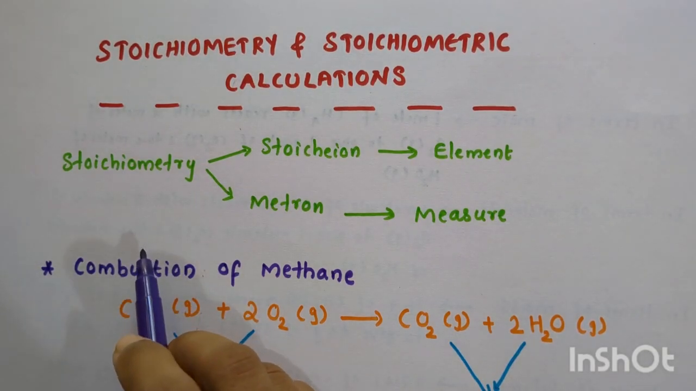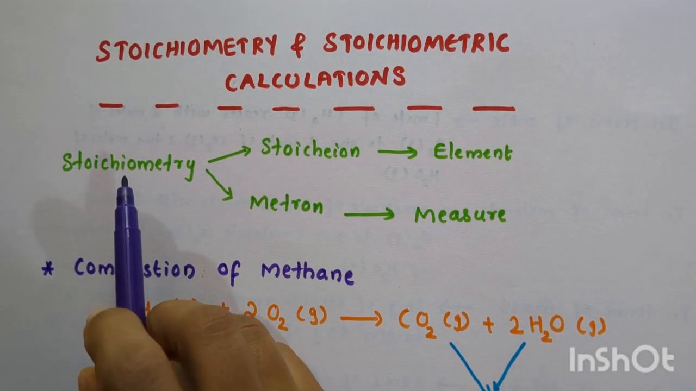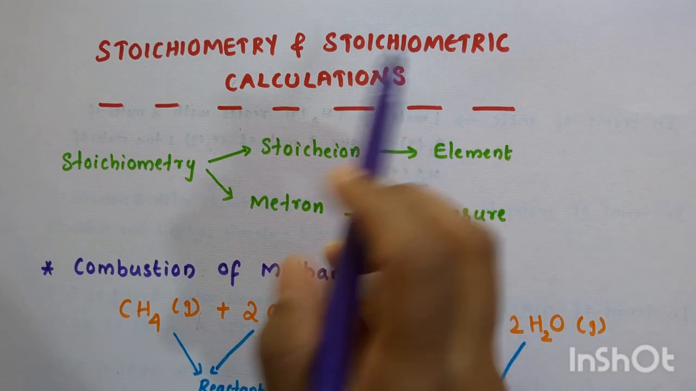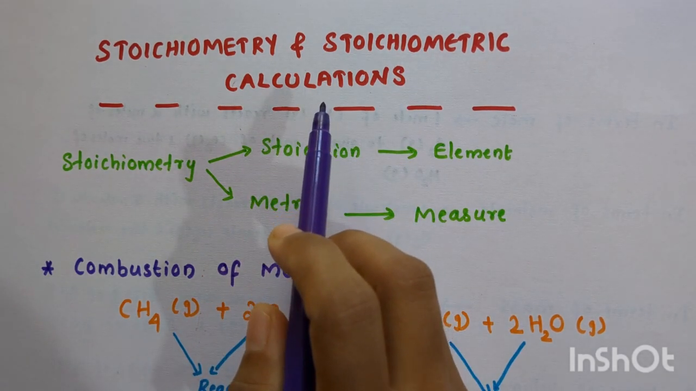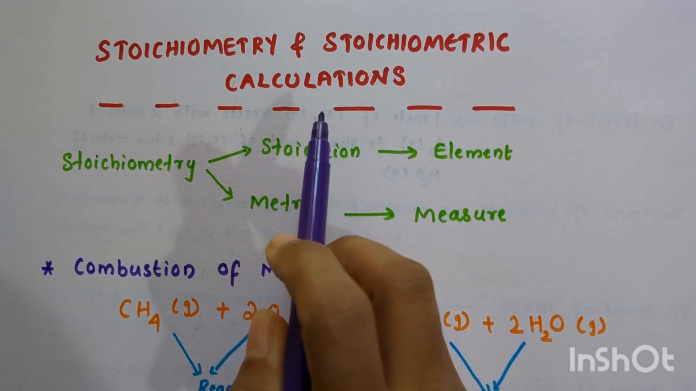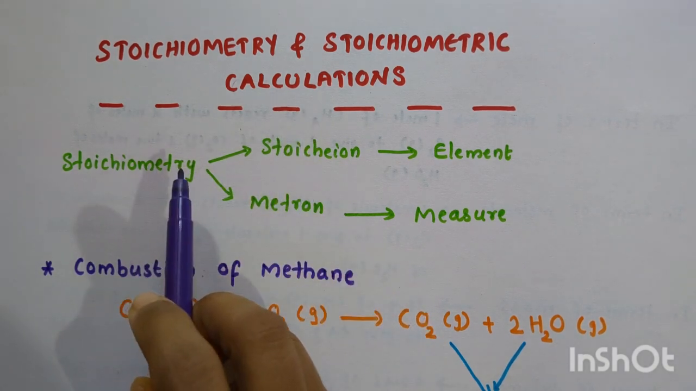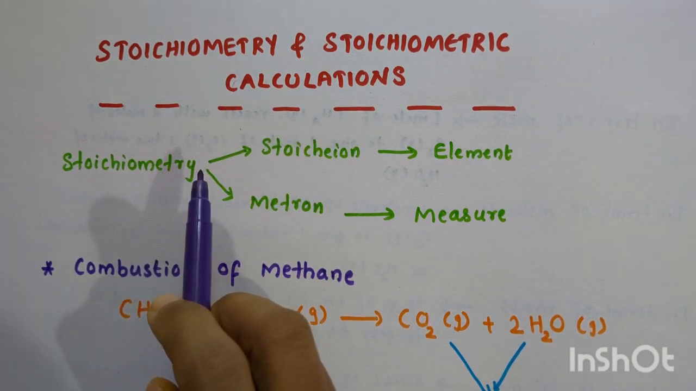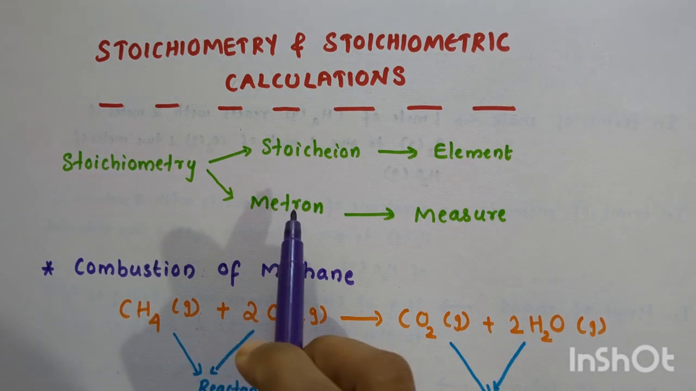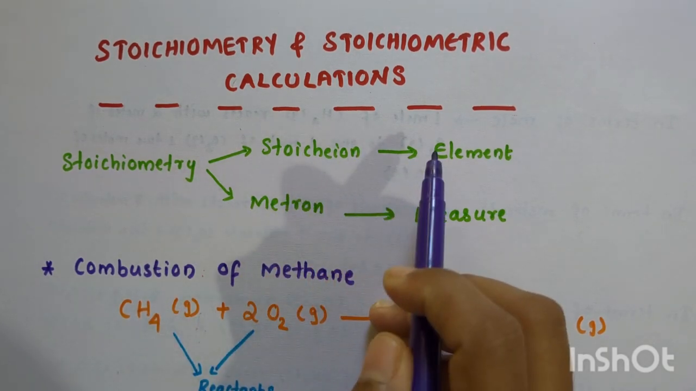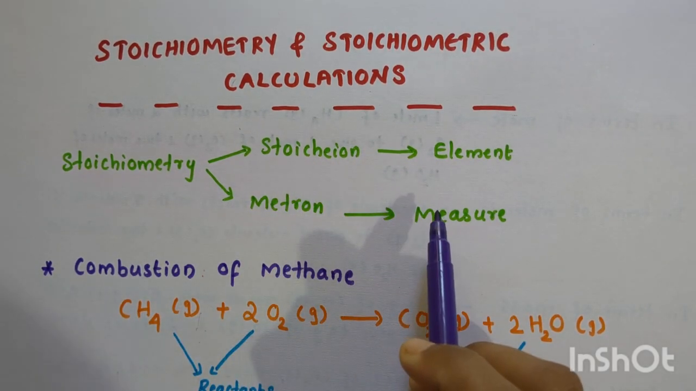Hello everyone. In this video, we are going to discuss stoichiometry and stoichiometric calculations from Chapter 1 of Class 11 Chemistry, Some Basic Concepts of Chemistry. The word stoichiometry is derived from two Greek words, stoichion and metron. Stoichion means element and metron means measure.